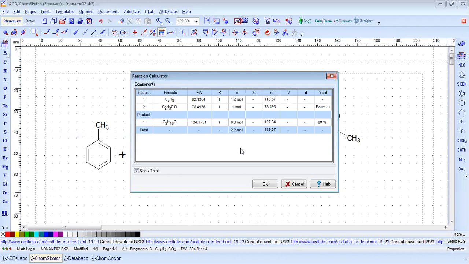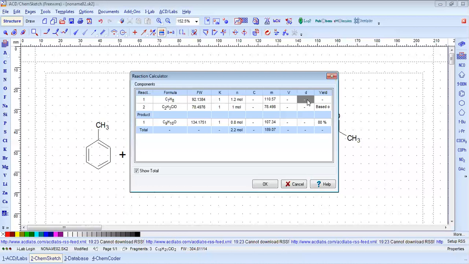So the mass is 110.57 gram because it is 1.2 mole. 1 mole is equal to 92, so obviously it will calculate the mass. On that basis, if 0.8 mole is my product, obviously I'm getting only the mass 107.30. So the yield of the product, on the basis of this calculation, is only 80%.